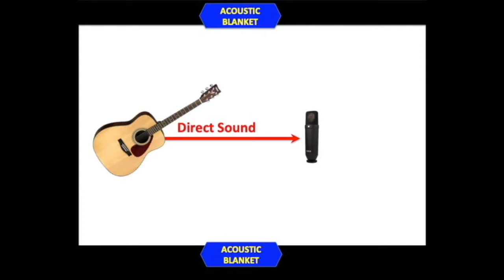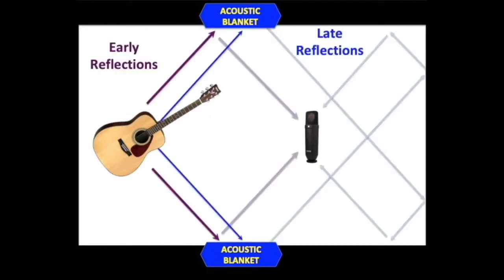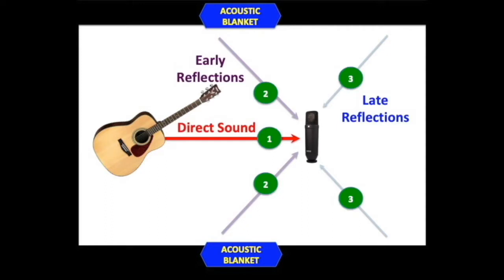Let's imagine we installed acoustic blankets on the first reflection points. Direct sound, not affected. And as you can see, early and late reflections are absorbed. Now, from the perspective of the microphone, it looks like this. No change to direct sound. However, because of the acoustic blankets, the microphone is now picking up weakened reflective sound. And this will reduce the amount of echo when recording in the room.